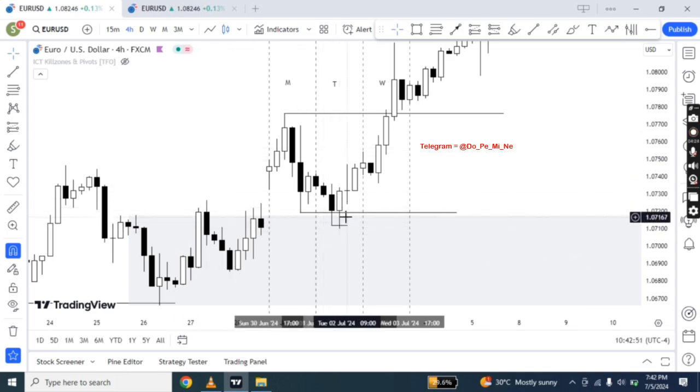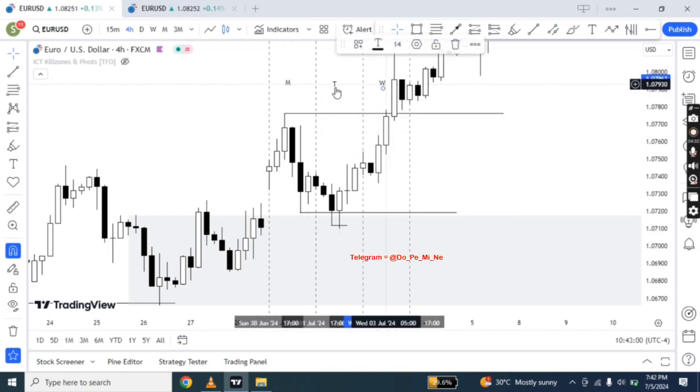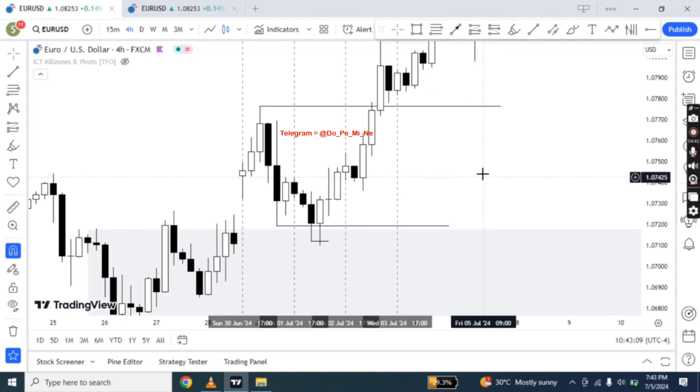Now on Wednesday, we can expect the price action to take out the opposing end of the CRT. Basically, expecting the Wednesday candle to take out the opposing end of the CRT, right? That's what I expected on Wednesday. But obviously, as we all know, we can't just take an entry right away, right?